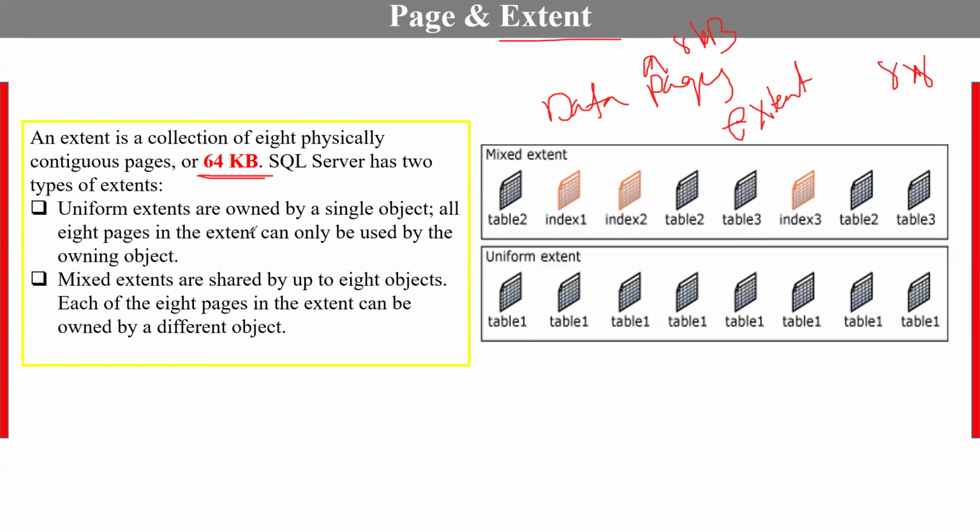Each database page is 8 KB. So extent is nothing but 8 continuous pages. We'll call it one extent. So extent size is 64 kilobytes. And we are having two types of extents. One is mixed extent, one is uniform extent. Very simple, sir. If that 8 pages contains single object data, then we'll call it a uniform extent. If that 8 pages contains multiple object data, then we'll call it a mixed extent.